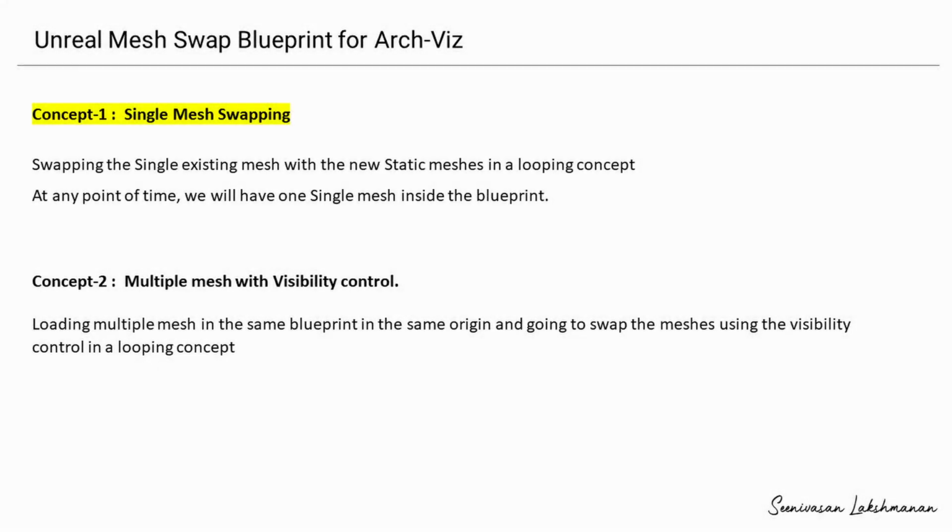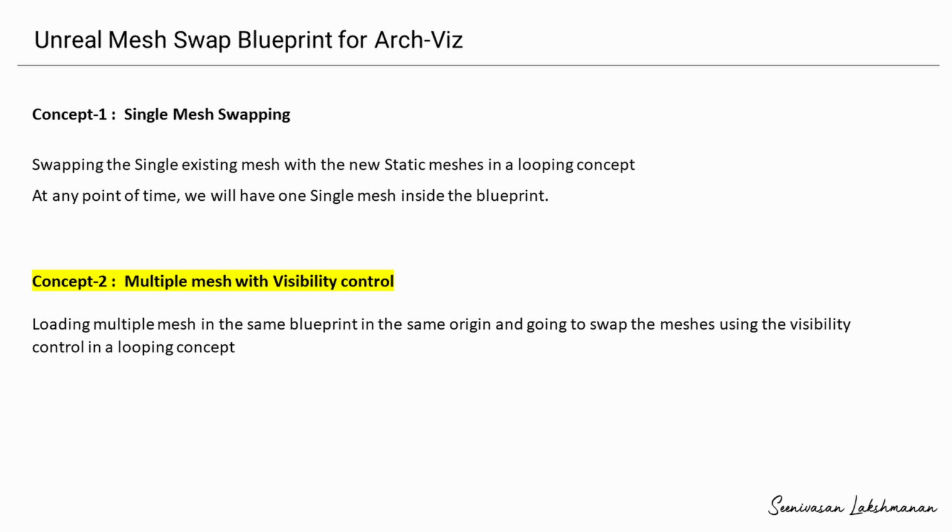I'm splitting the tutorial into two parts, Concept 1 and Concept 2. Concept 1 is a single mesh swapping concept. We are going to swap the single existing mesh with the new static mesh, and at any point of time we will have one mesh inside the blueprint. In concept 2, we are going to put multiple meshes within a blueprint with visibility control.